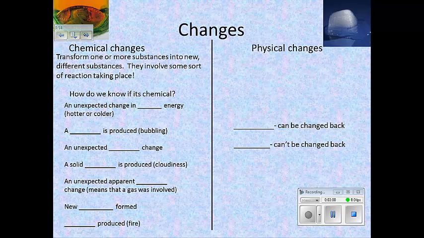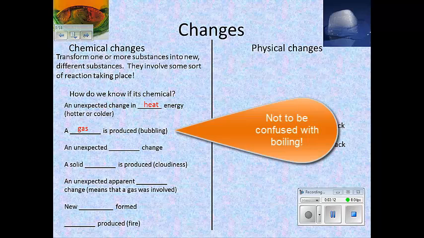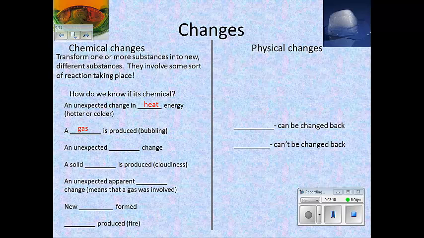So how do you know if it's a chemical change? Well, an unexpected change in heat energy. If it becomes hotter or colder, you know there's some kind of reaction taking place. It's an endothermic or exothermic reaction. If you get a gas being produced, like you would if you mixed vinegar and baking soda, you see that gas being produced by bubbles, so you know a chemical reaction is taking place.